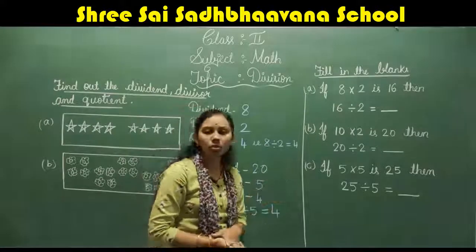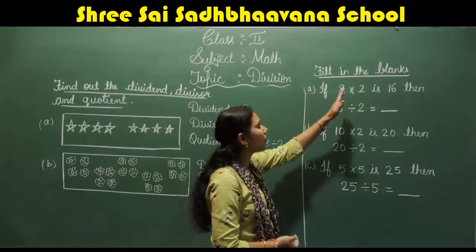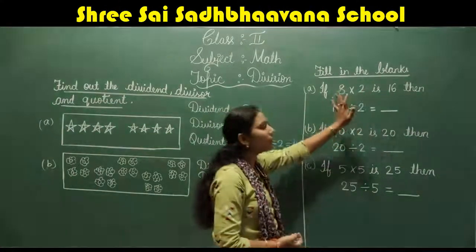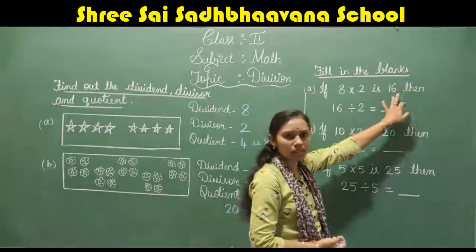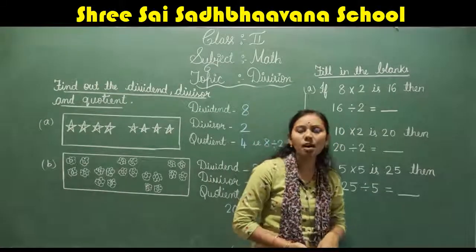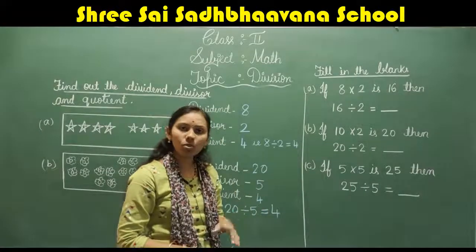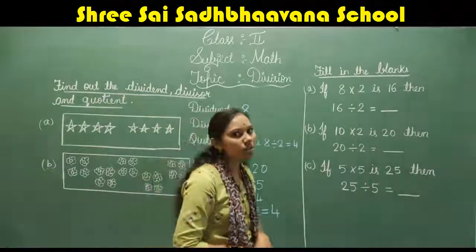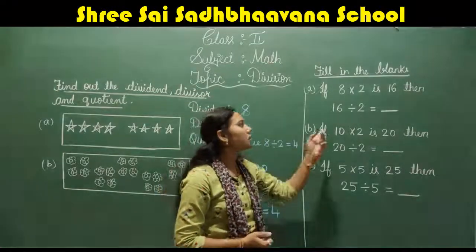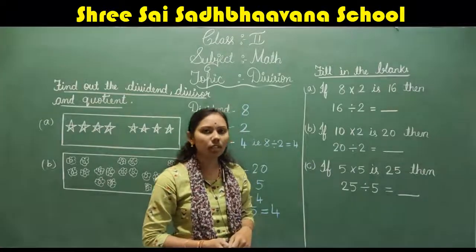Yes. Now let us move on to the fill in the blanks. That is the next main in your textbook. If 8 into 2 is 16, then 16 divided by 2 is how much? They are asking that 8 2s are 16. We all know that 8 2s are 16. Now children, 8 into 2 is 16 means 16 divided by 2. What is the quotient we will get?